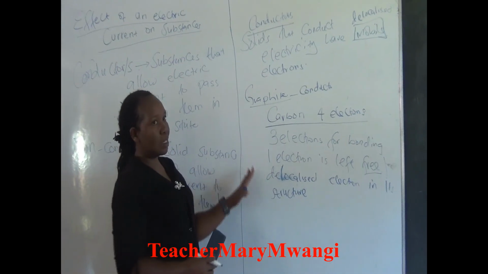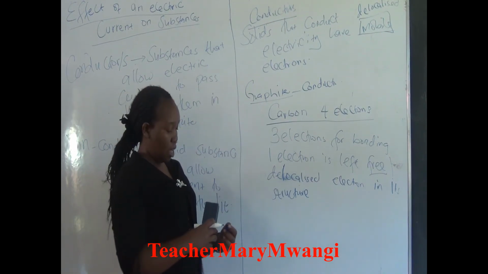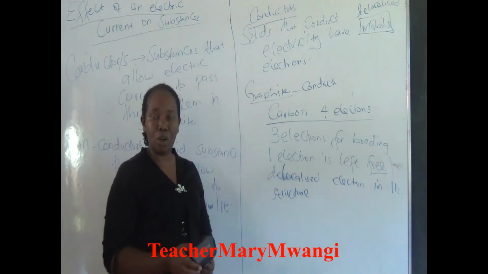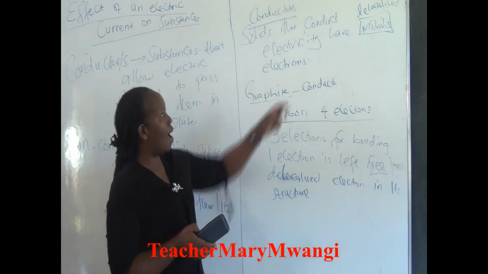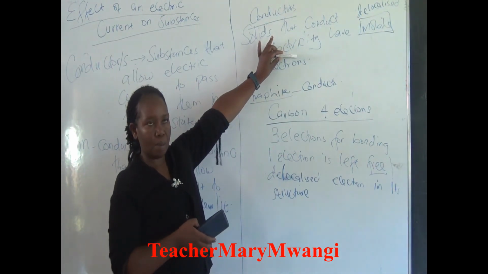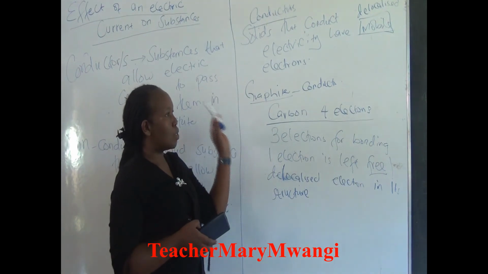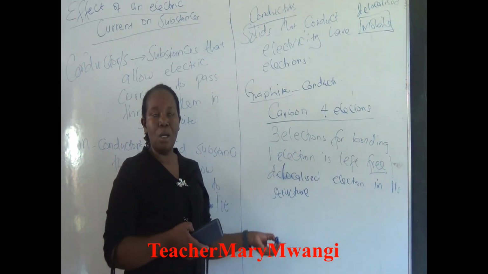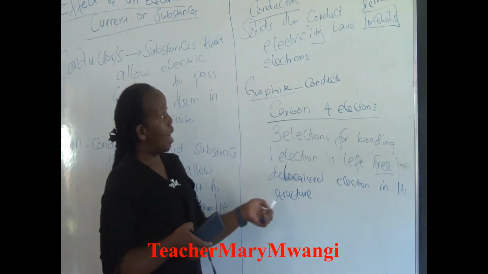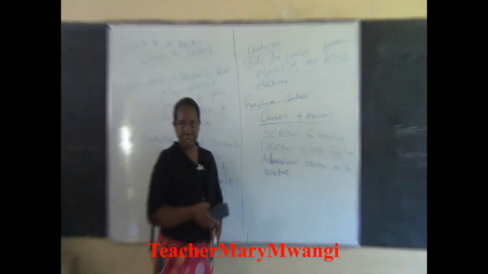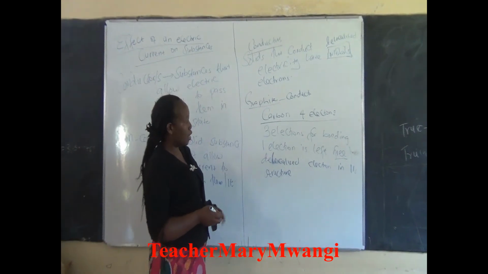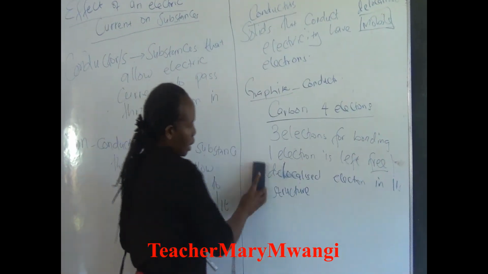So in other words, we are saying that if a solid substance will conduct electricity, it must have delocalized electrons. If a solid substance does not conduct electricity, then the delocalized electrons are not present.